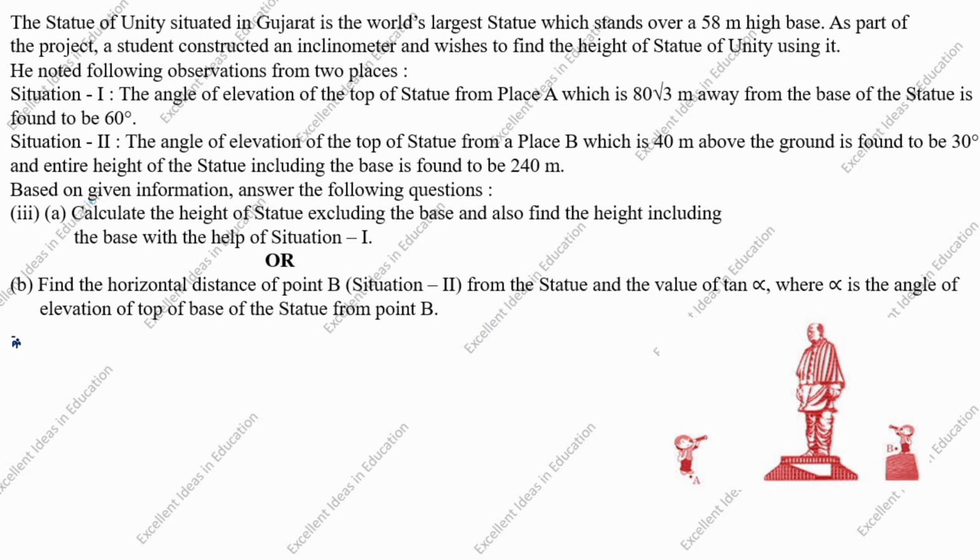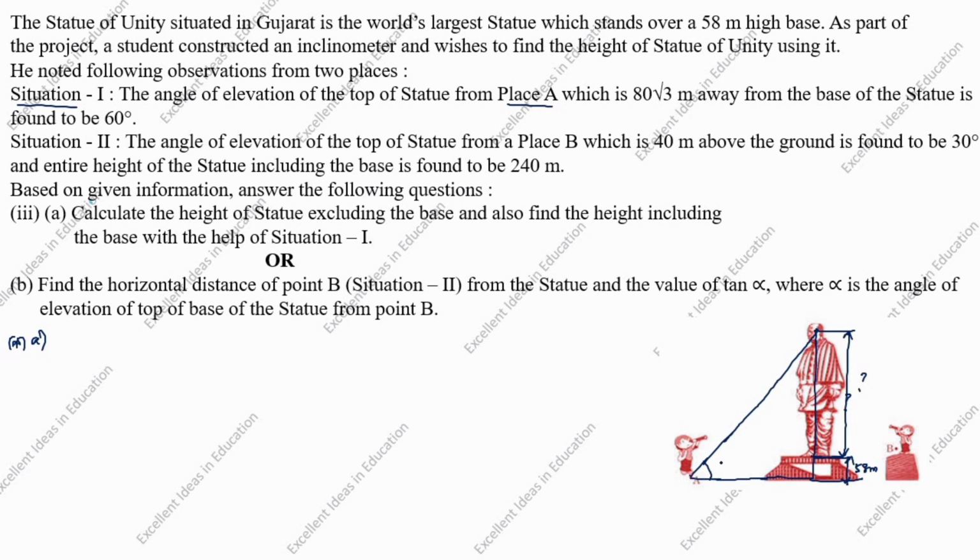Next up, third question. Calculate the height of the statue excluding the base and also find the height including the base with the help of situation 1. Situation 1, you see the top of the statue from place A. So this is the situation 1. Draw the line. This center we will take. Join the line. This is the angle of elevation. The height of the statue, this height we need to find, excluding the base. This base we need to exclude. This base height is given as 58 meter. We need to omit this height. So we need to find from here to this distance.